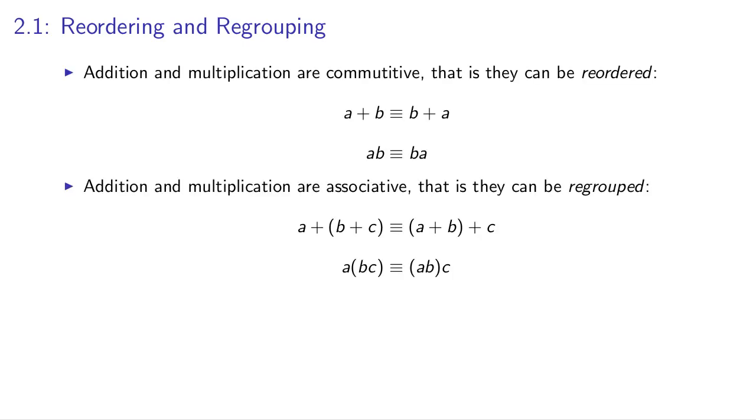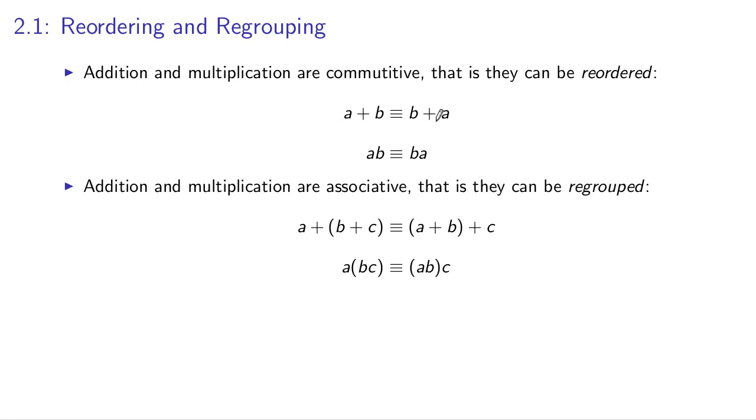Algebra 2, Chapter 2, Section 1, Reordering and Regrouping. Addition and multiplication are both commutative, which is to say they can be reordered. You don't need to worry about this word commutative, just focus on the word reordered.